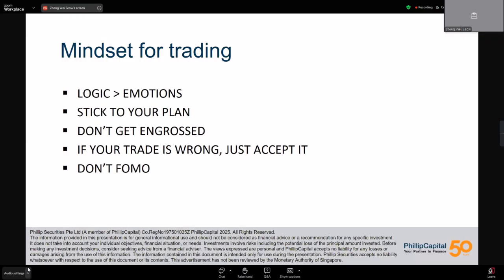If your trade is wrong, the next point is to just accept it. There's no need to be angry. Most of the time, we get irritated, but if it's wrong, it's back to the drawing board. And lastly, don't FOMO. Don't have a fear of missing out. There's nothing wrong with just waiting.